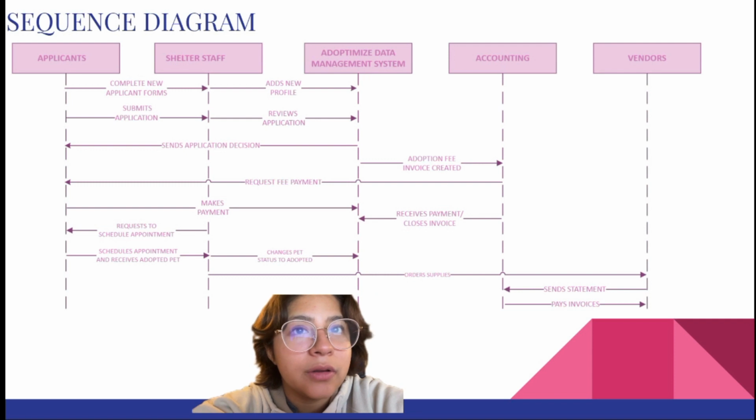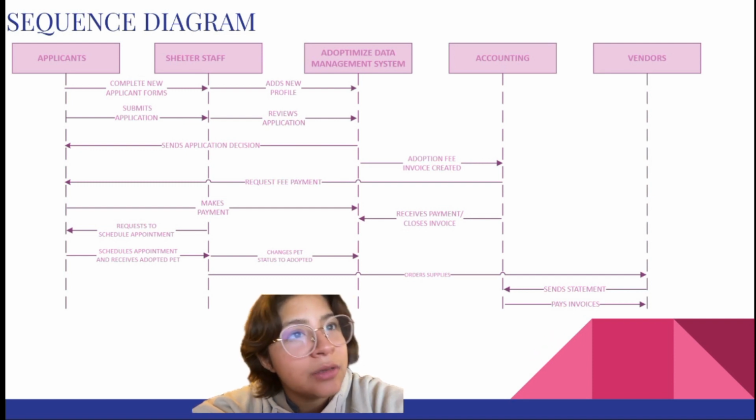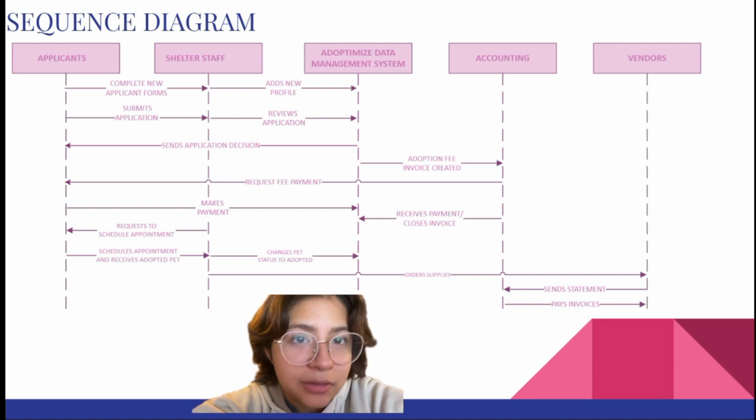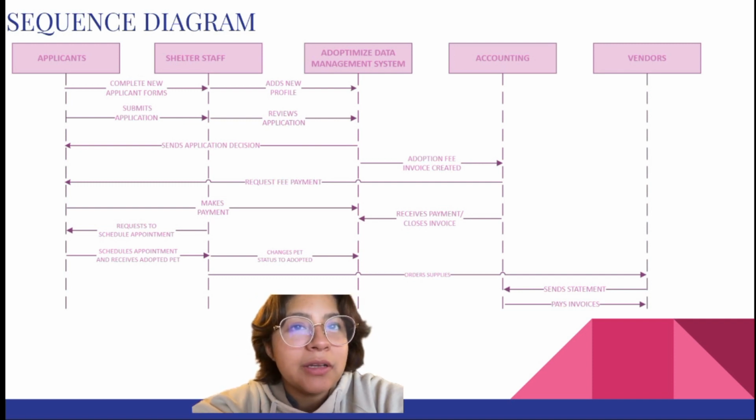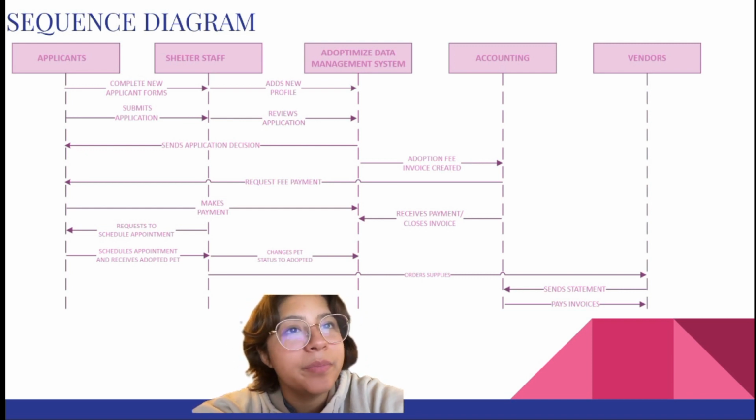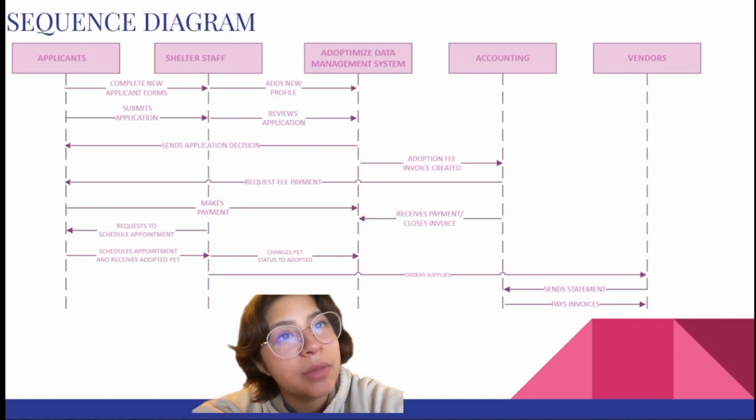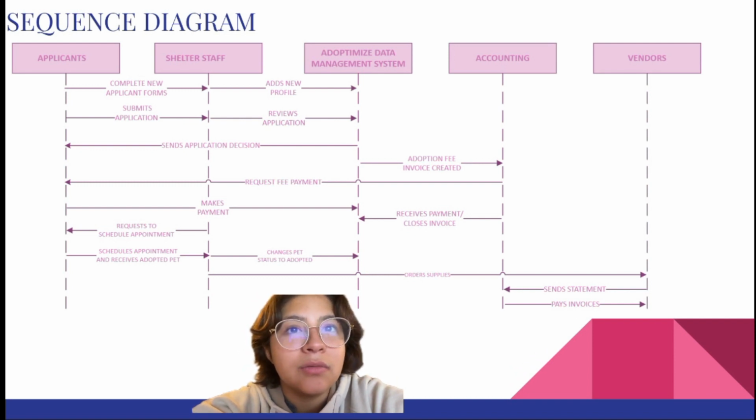For the applicants, they have a couple ways they interact with the shelter staff, as well as our system, and even all the way to accounting. The applicants complete their applications and send them in to the staff, and then the staff can create their profile based off of whatever information they used in their application. Once they submit the application, the shelter staff can review it.